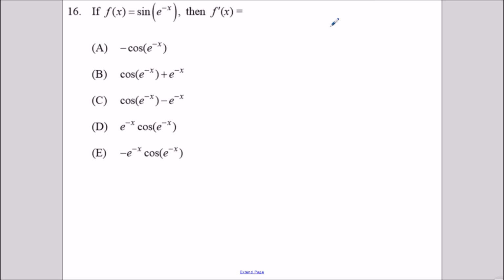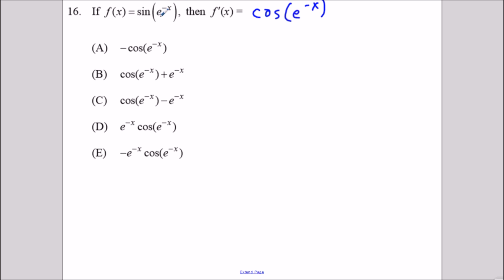For this question here, we have f of x is sine of e to the negative x. And we need to use chain rule, but there's three functions. There's sine, there's e, and there's negative x. So the shortcut is to start from the outside and work your way in. You take the derivative of sine, and you're going to get cosine. You keep the inside the same.